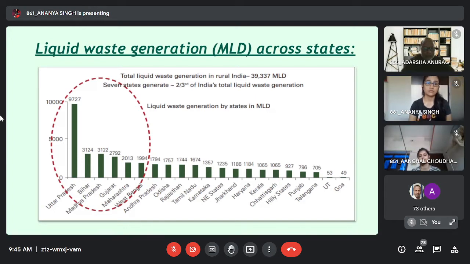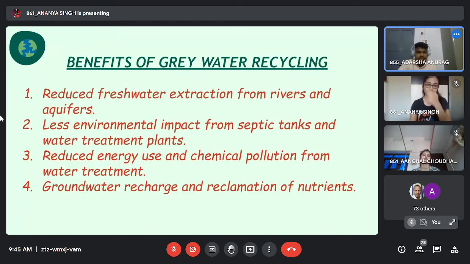Thank you, Ananya. These are some of the benefits of grey water recycling: reduced wastewater extraction from rivers and aquifers, less environmental impact from septic tanks and water treatment plants, reduced energy use and chemical pollution from water treatment, and groundwater recharge and reclamation of nutrients.